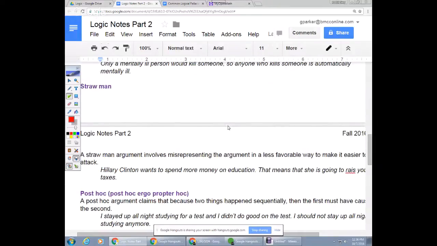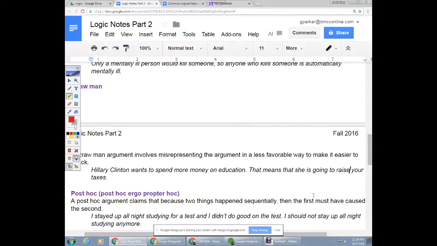The straw man argument involves misrepresenting an argument in a less favorable way. So Hillary Clinton wants to spend more money on education. Well, there was that quote where she wants to make education free to middle class families. Okay, so she would have to spend more money on education to make that happen. That means she's going to raise your taxes.